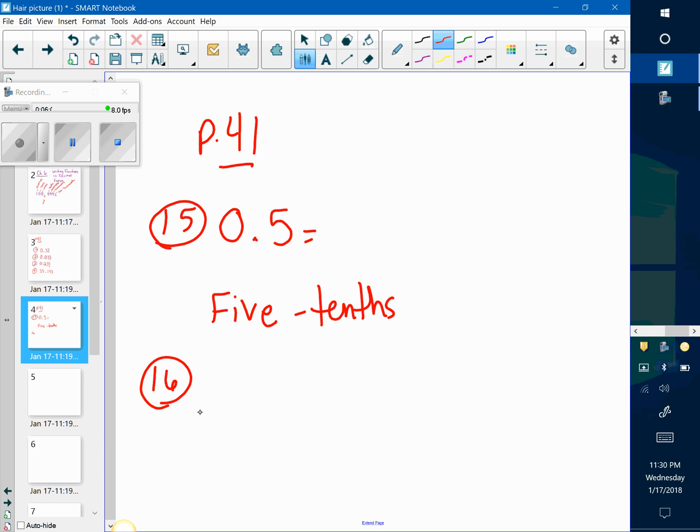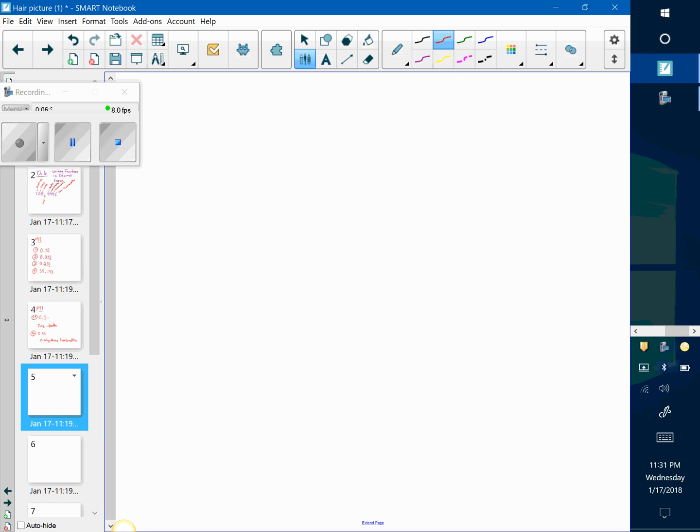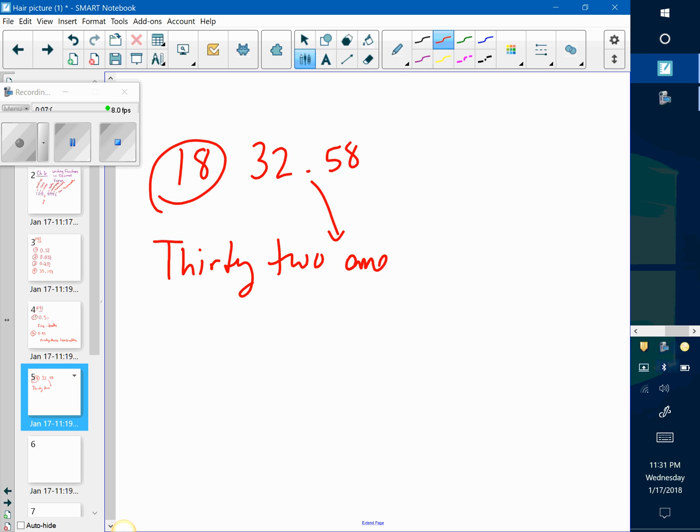Number 16, your number is 0.93. You would just read it how it is. You don't have to worry about any numbers before because it's 0. So you say 93 hundredths. Okay, we'll move down to number 18. It's 32.58, so it'd be 32 and 58 hundredths. You would write that out as 32, and then for your decimal, you'd say the word "and," 58, and then wherever the 8 is, what place, would be the hundredths.